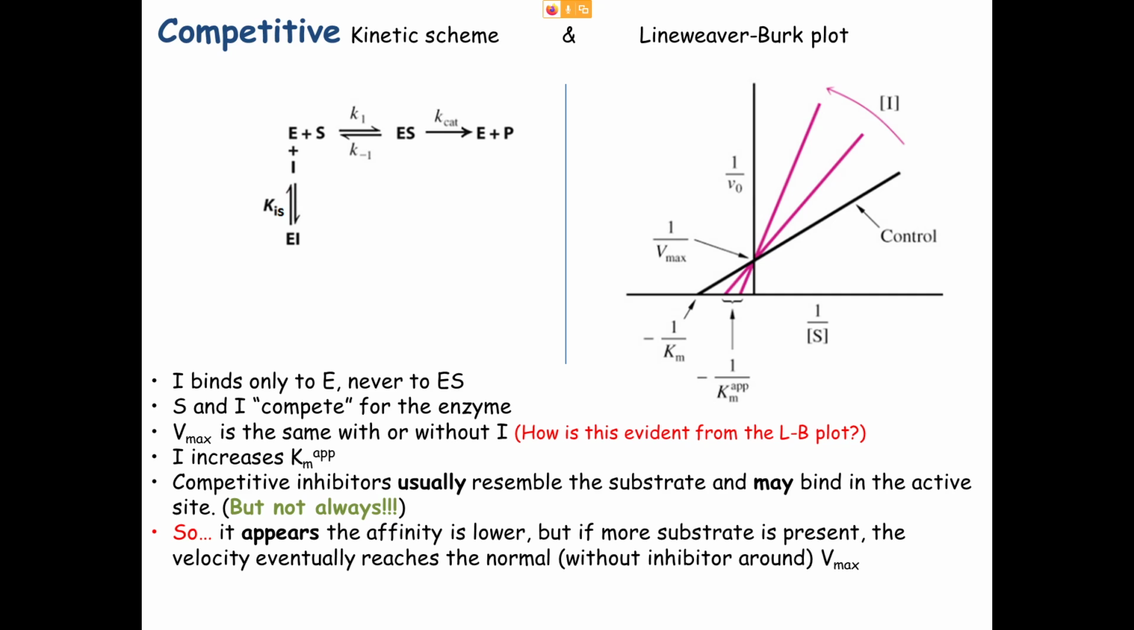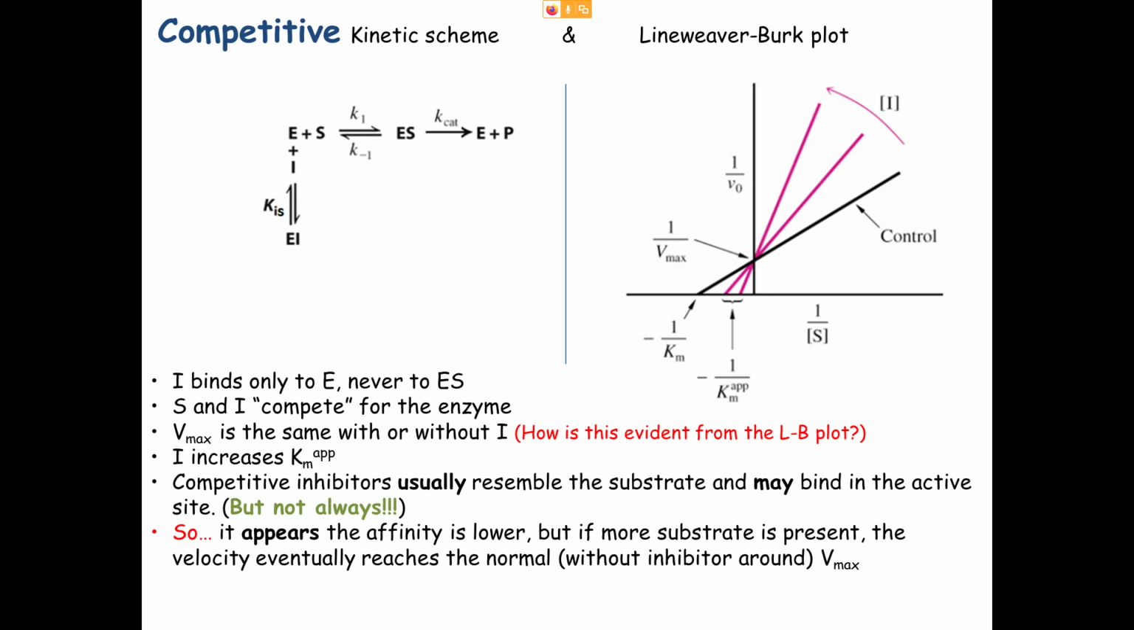So, but in our scheme up here, if you look at our E plus S to ES, with the K1 on the arrow, and then ES falling apart to E plus S with the K minus 1, not with infinite amount of S anymore, we're not talking about that anymore, that was Vmax, but under normal amounts of S.